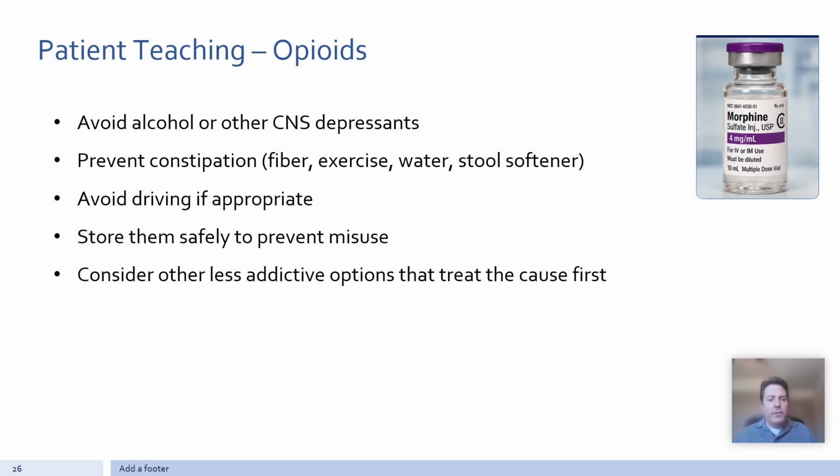And consider other less addictive options that treat the cause of the pain first. Remember, morphine and opioids only block the sensation of pain. They don't actually treat the cause, and we want to try to treat the appropriate cause of that pain.